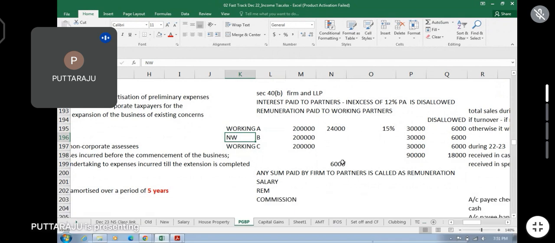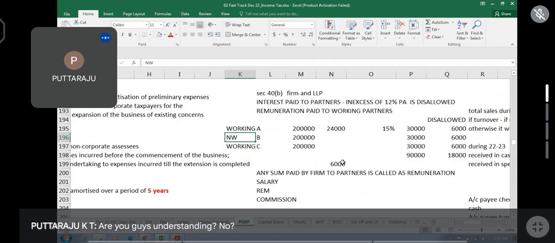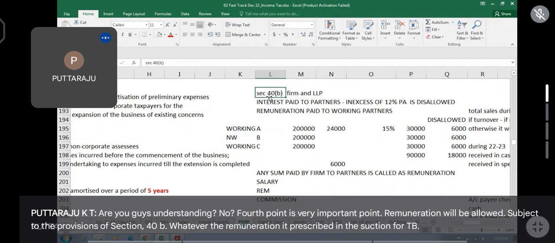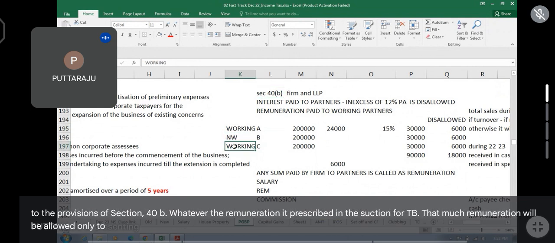Are you guys understanding now? Fourth point is a very important point. Remuneration will be allowed subject to the provisions of section 40B. Whatever remuneration is prescribed in section 40B, that much remuneration will be allowed only to the working partners.